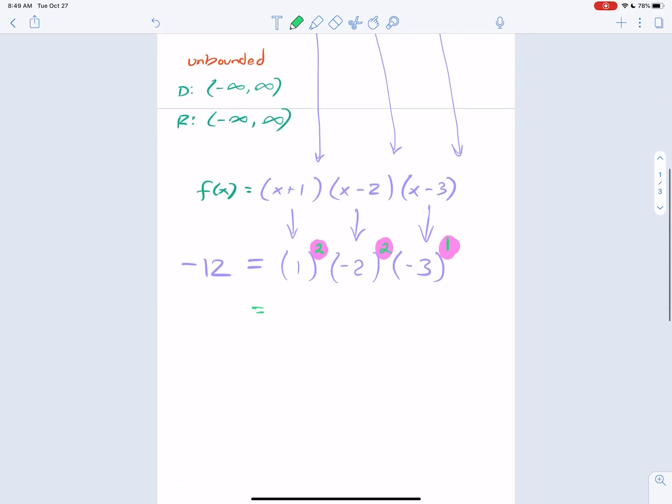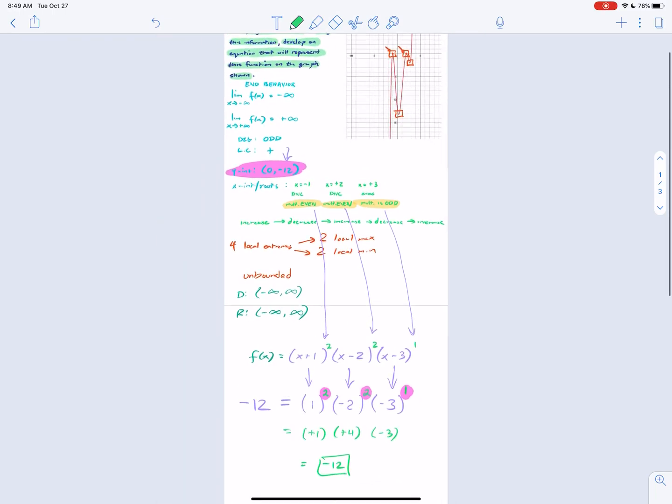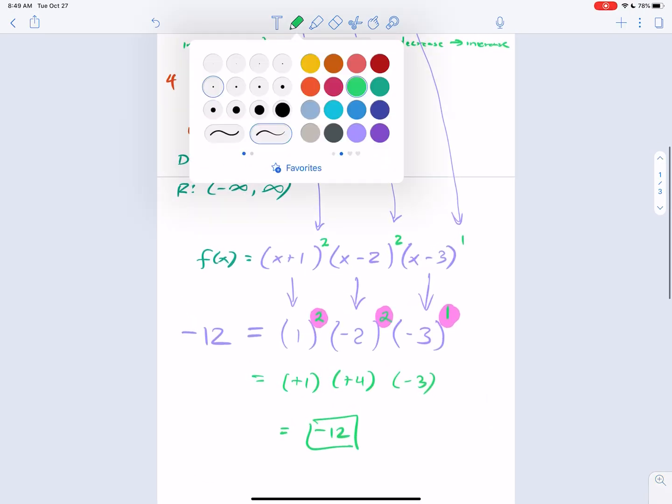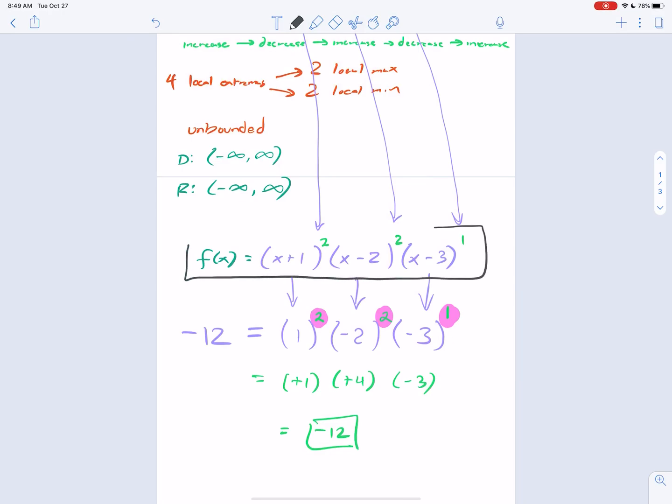1 squared is a positive 1. Negative 2 squared is negative 2 times negative 2, which is positive 4. And negative 3 to the first power is just negative 3. If I multiply that out, I actually get negative 12. So I know that this is good. So what I'm going to do is I'm going to insert the exponents right there. So this right here is my function.